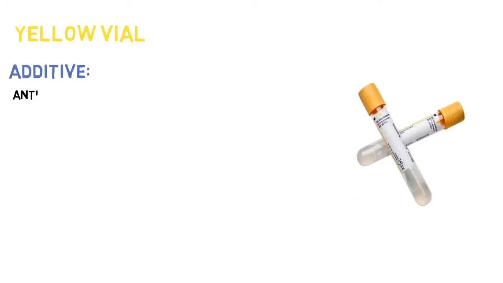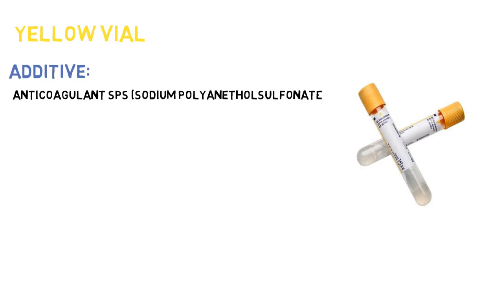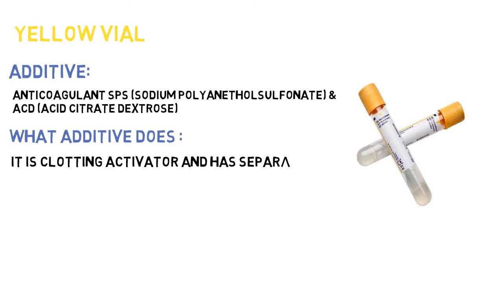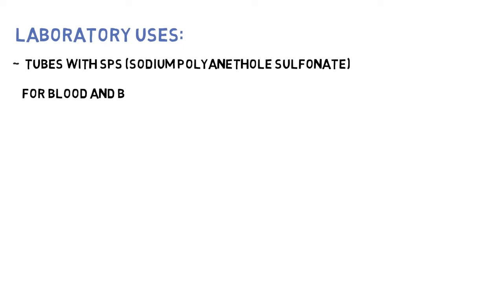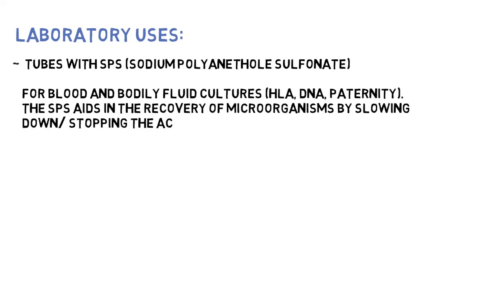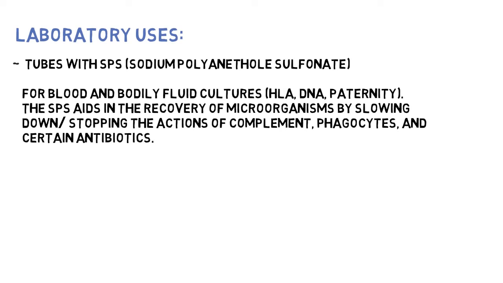Yellow vial. Additives. It typically contains two types of additives, anticoagulant SPS, sodium polyanethol sulfonate, and ACD, acid citrate dextrose. What does the additive do? It is a clotting activator and has a separation gel also. Lab uses. Tubes with SPS can be used for blood and body fluid cultures, HLA, DNA, and paternity testing. The SPS aids in the recovery of microorganisms by slowing down the action of the complements, phagocytes, and certain antibiotics.